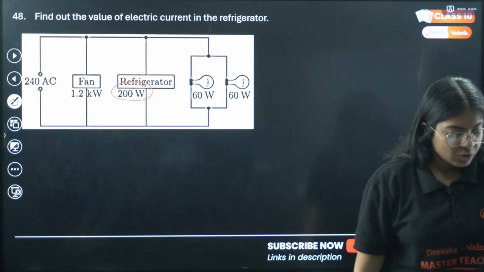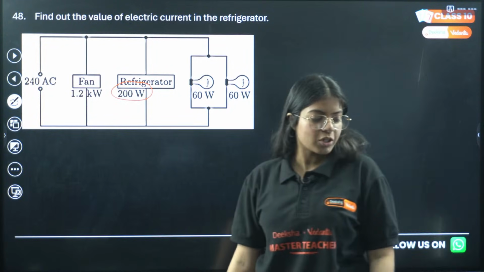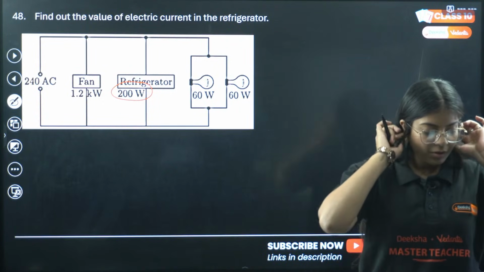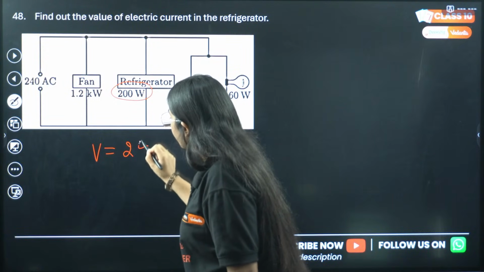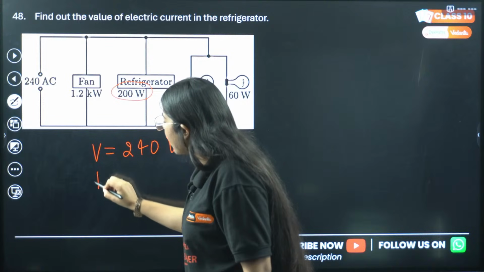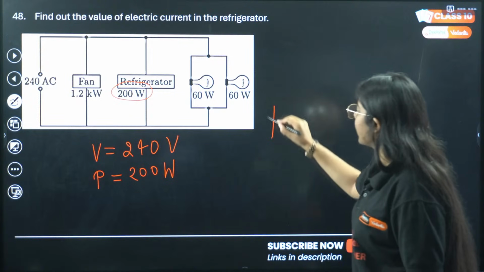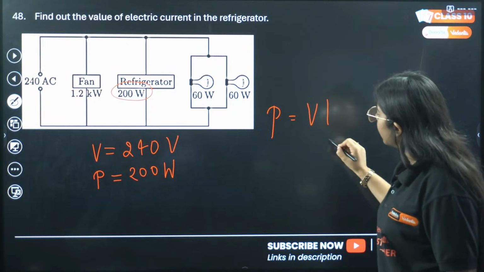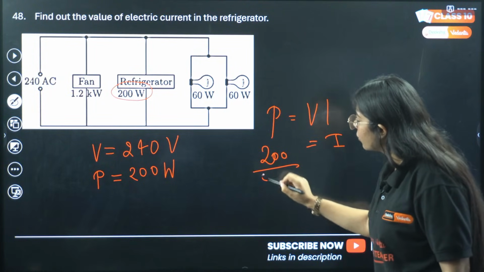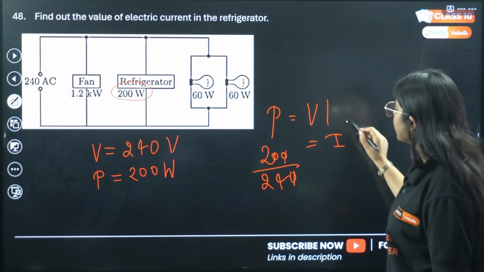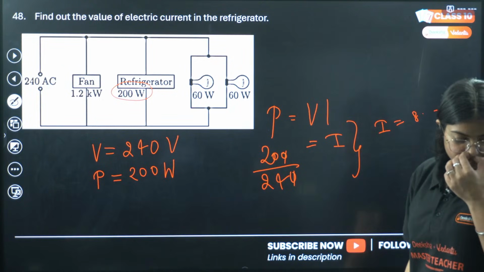Let me know the answer to this question if you can solve it. Only 2 more questions are left, guys. Okay, so we are given voltage as what? 240 volt. Correct? Power as what? 200 watt. So we know this is very easy. Power is voltage into current. We need to find current. Power will be 200 and voltage will be 240. If you just calculate this, you will get current something around 8 point something, I guess, ampere.